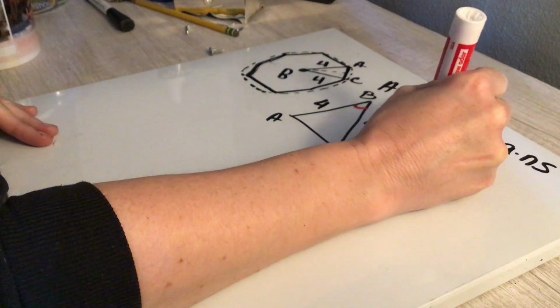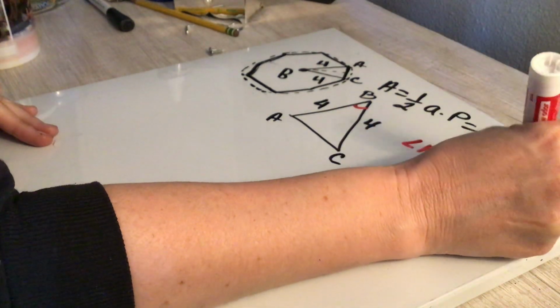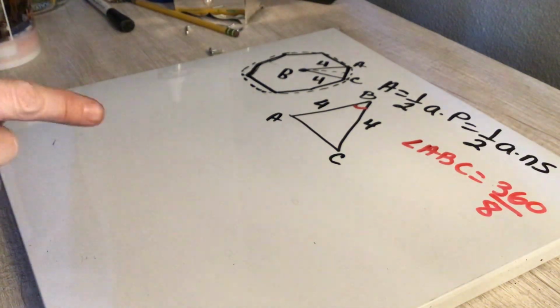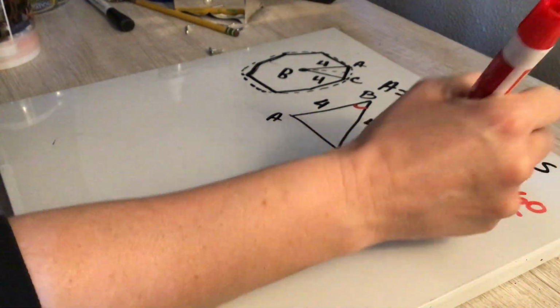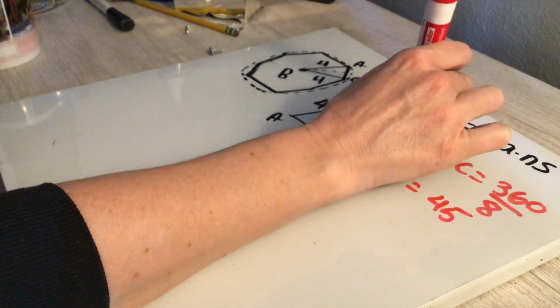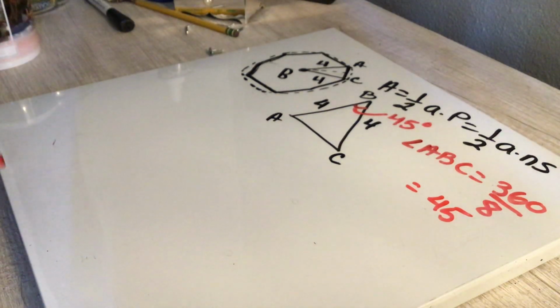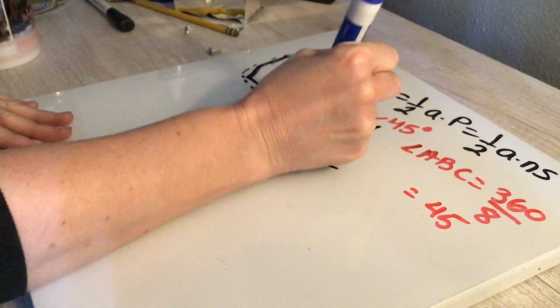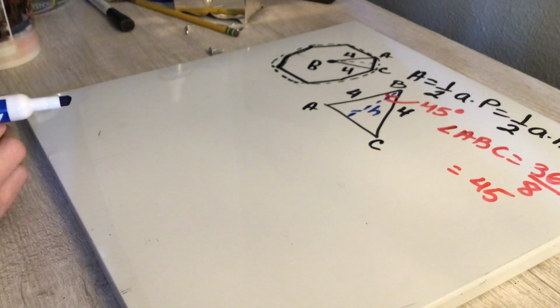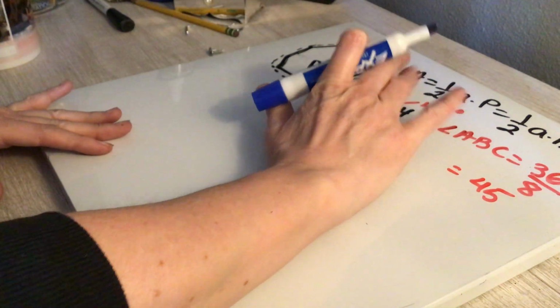So angle ABC is going to be 360 divided by 8, because we know they have 8 sides. So that's going to be 45. So this angle here is 45 degrees. But I need to break it down into an even smaller triangle because I need the height. So I'm going to draw in the height here, which is the apothem.